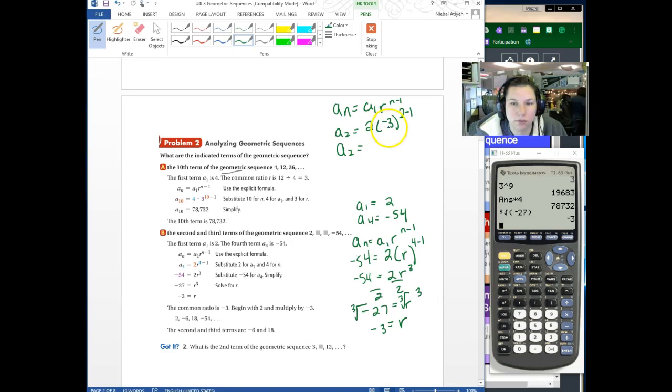So you should get 2 minus 1 is 1, negative 3 to the 1 is negative 3, times 2 is negative 6. Or you could just do negative 54, divide by negative 3, get 18, divide by negative 3 again, get negative 6, working backwards this way.